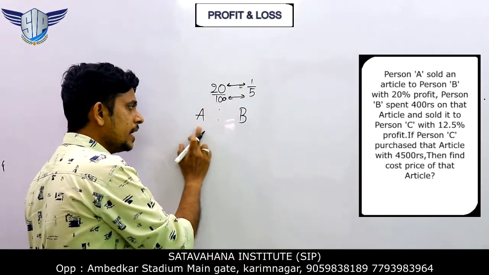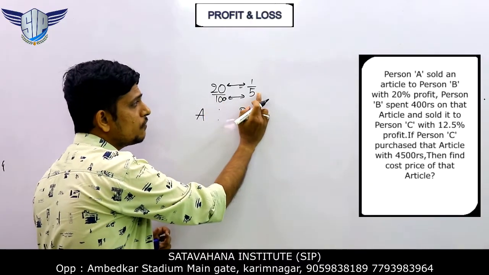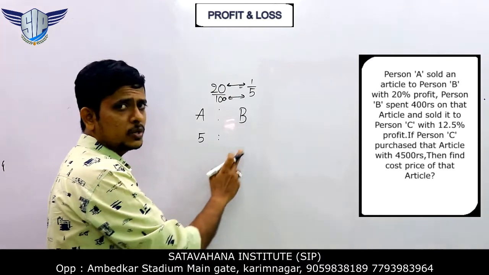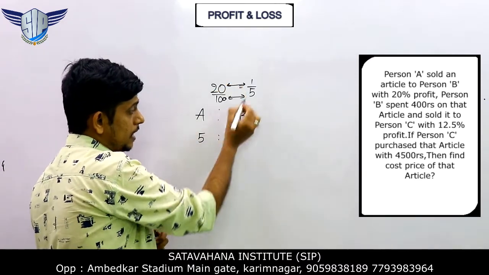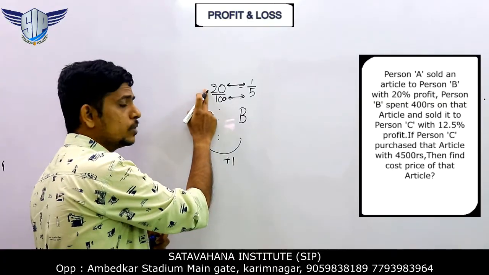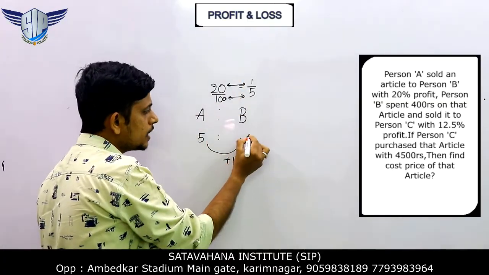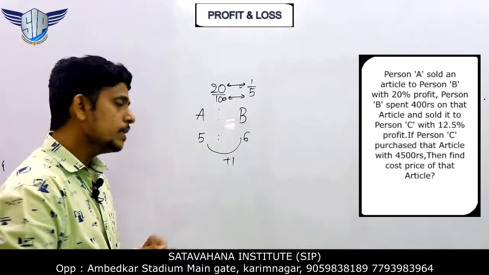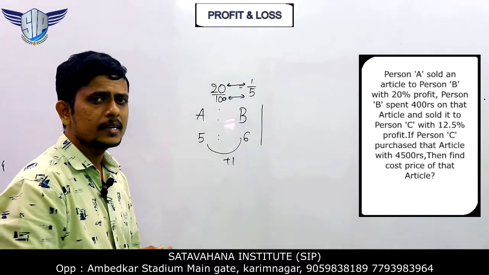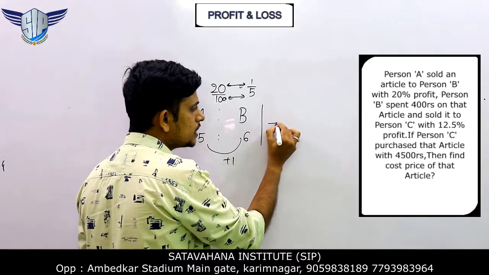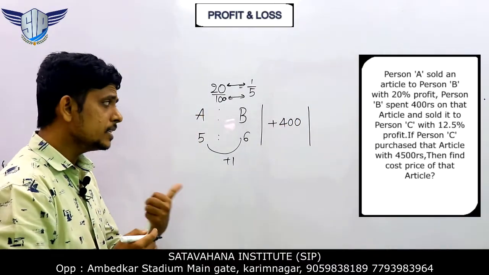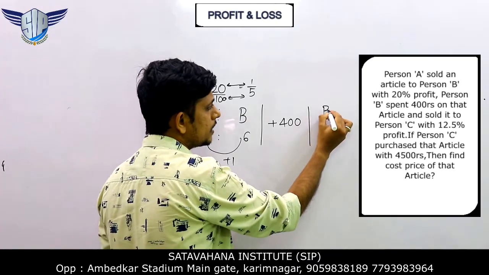Therefore, if A purchased that article with 5 parts, that means with 100%, and sold to B with 20%, that means an extra 1 part is there, because 100 plus 20 or 5 plus 1 becomes 6. A is to B will become 5 is to 6, and after that B spent 400 rupees on that article, that means plus 400.